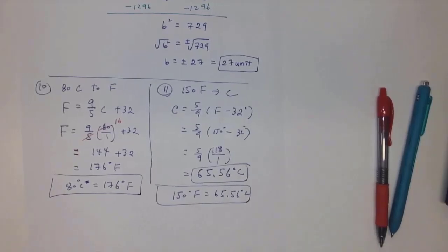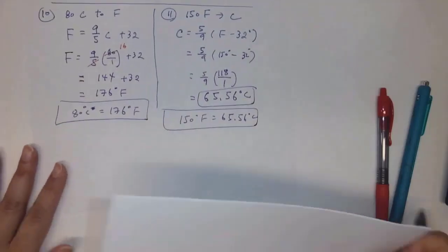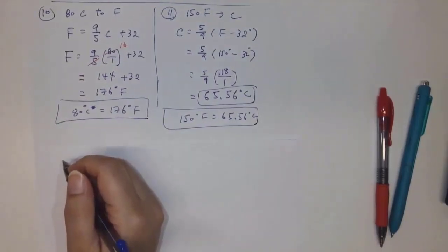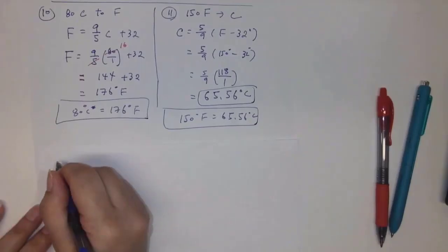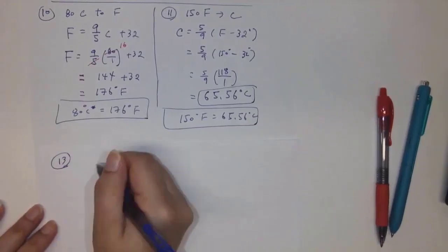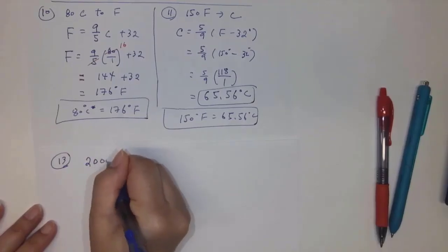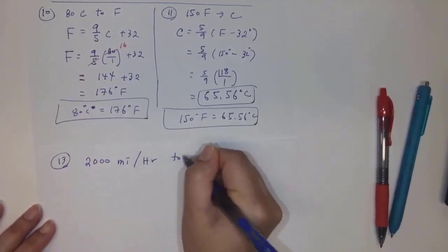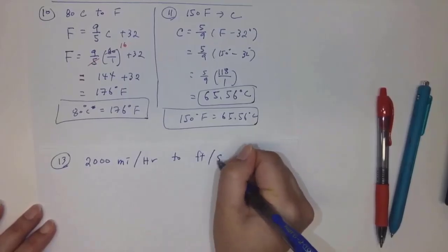Okay, the last two I want to show you as examples, as some of you are still not very good at it. 13 and 14. 13 is what? What is 12? Oh, somehow I don't have a 12 there. Okay. 13 is 2,000 miles per hour to feet per second.